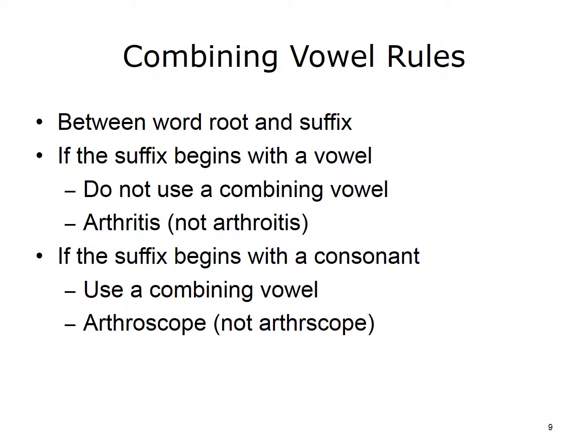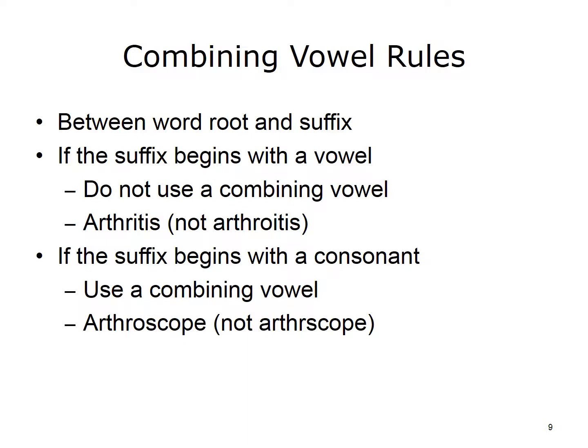Just like any language, there are rules regarding the use of vowels. The rule we see in this slide deals with the use of the combining vowel between a word root and a suffix. If the suffix begins with a vowel, we do not use a combining vowel. For example, in the word arthritis, arthr means joint and itis means inflammation. Typically, to combine the two, we would use the combining vowel O. But because the suffix itis begins with a vowel, we would not use the O.